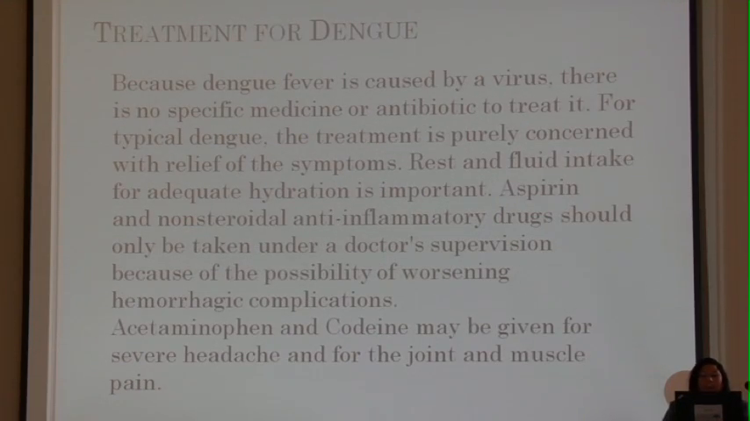Treatment for dengue. Because dengue fever is caused by a virus, there is no specific medicine or antibiotic to treat it. For typical dengue, the treatment is purely concerned with the relief of symptoms. Rest and fluid intake for adequate hydration is important. Aspirin and non-steroidal anti-inflammatory drugs should only be taken under doctor's supervision because of the possibility of worsening hemorrhagic complications, and acetaminophen and codeine may be given for severe headaches and joint and muscle pain.